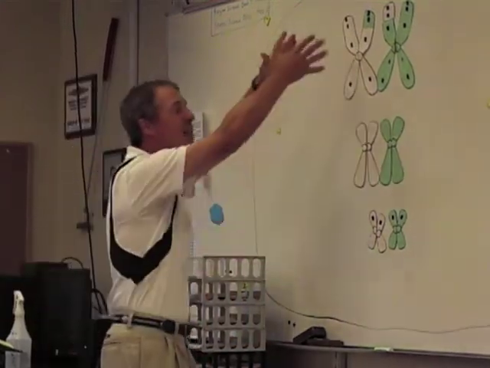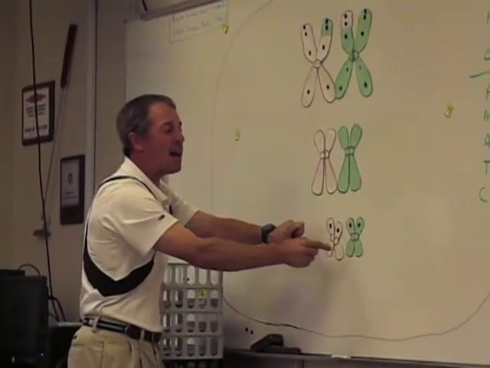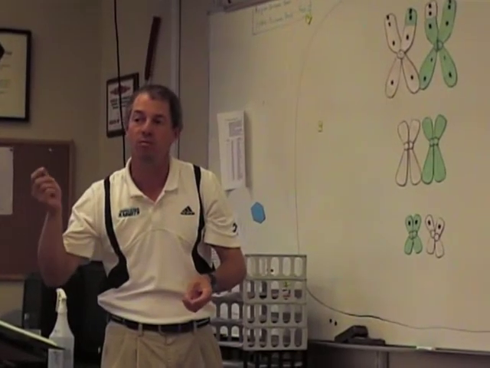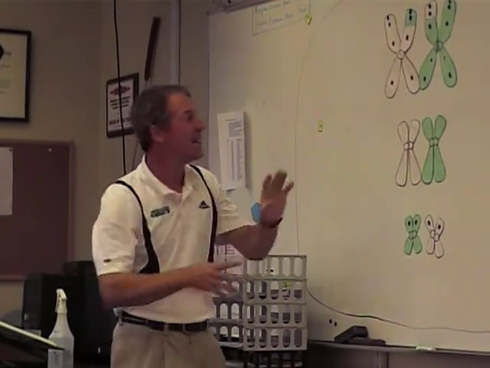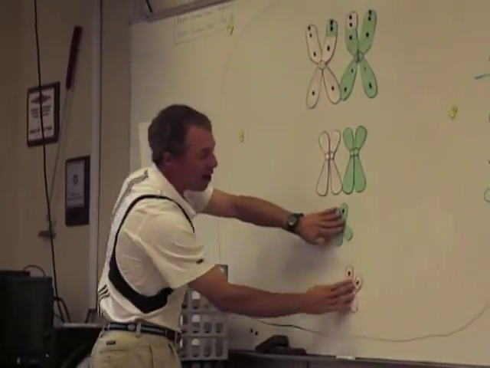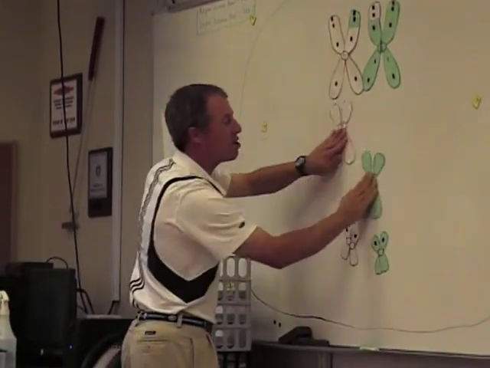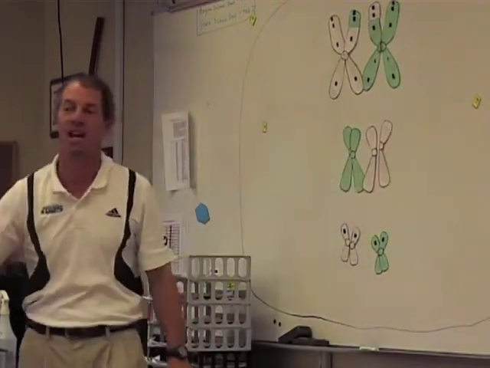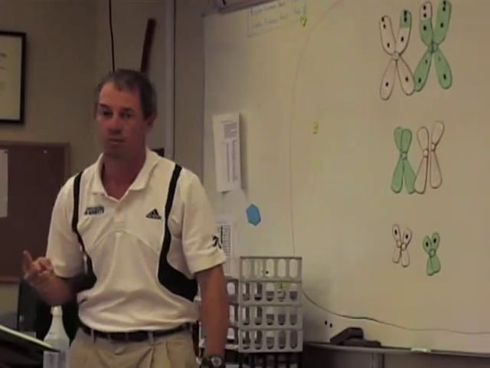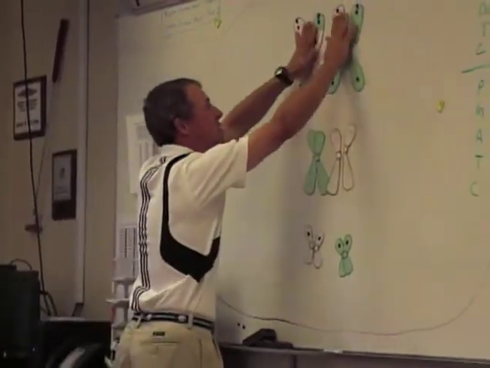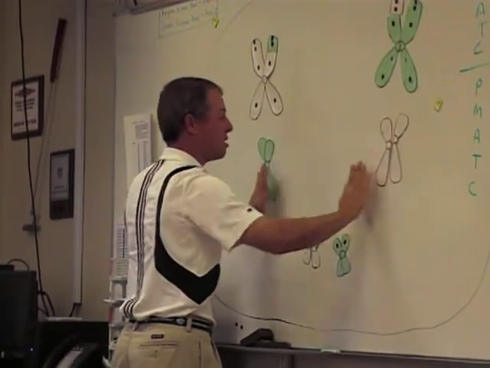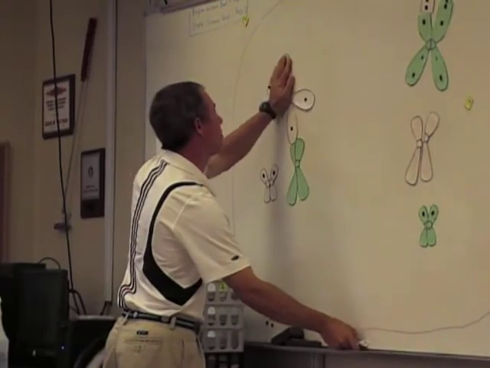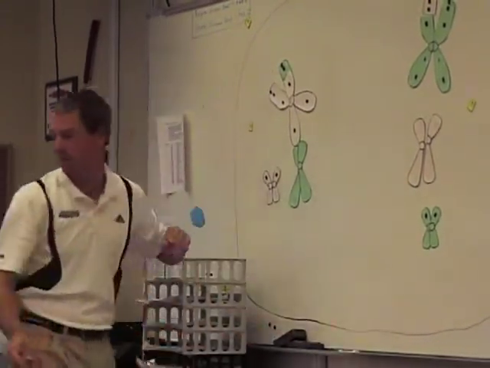The way they line up is called independent assortment. That's an important source of variation. Each pair lines up randomly in metaphase, so we call that independent assortment. That's our second form of variation. Then these things are going to separate in anaphase and go to opposite sides. And in telophase, we form new nuclei on either side.